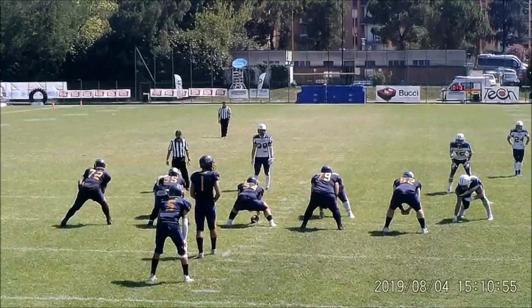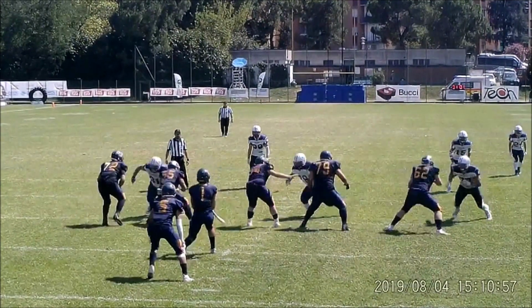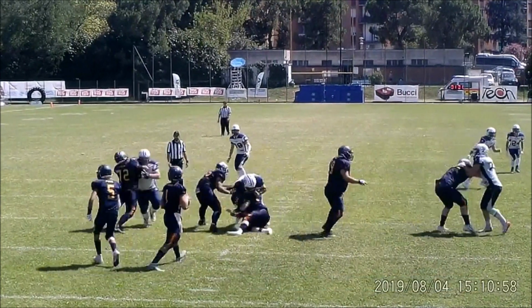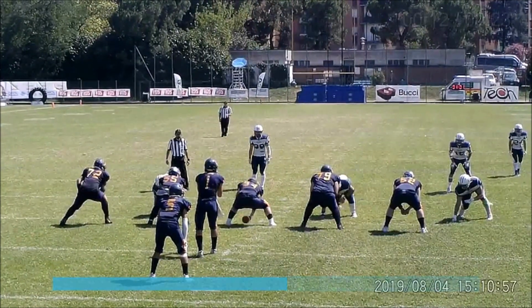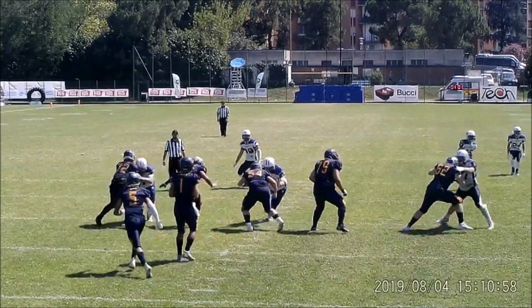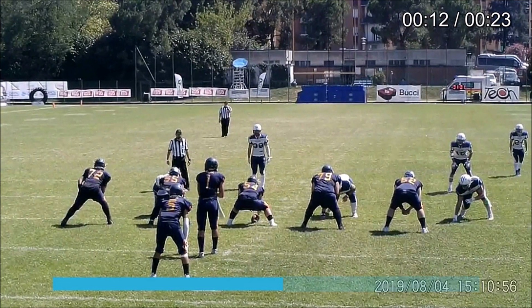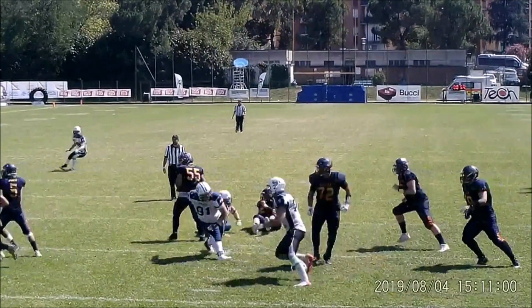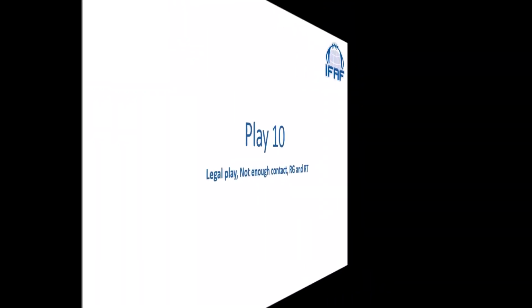Here's a similar situation. You'll notice the guard goes low, and then the center goes low, and the guard really just absorbs contact. He doesn't go out and initiate any serious contact. So this is also a situation where there's not enough for a chop block.